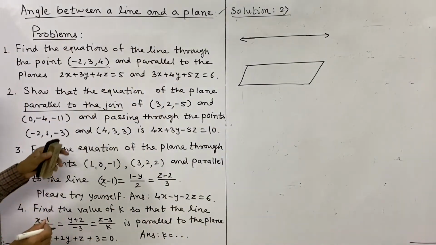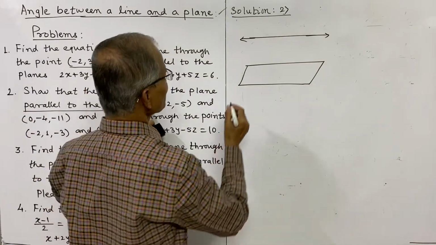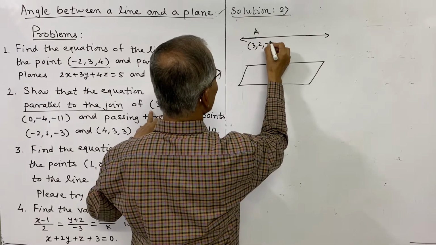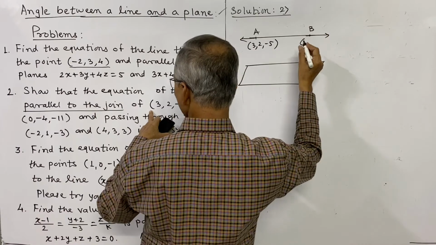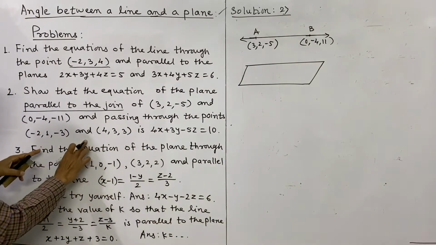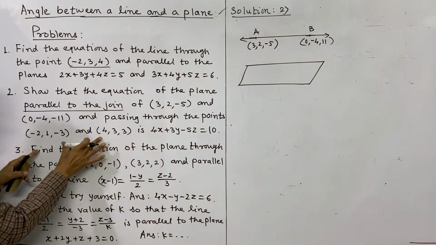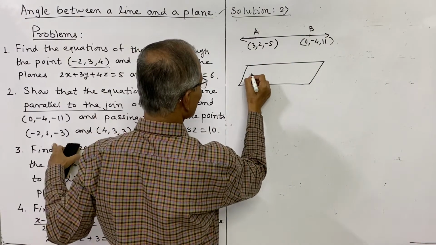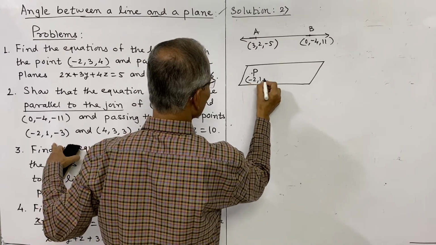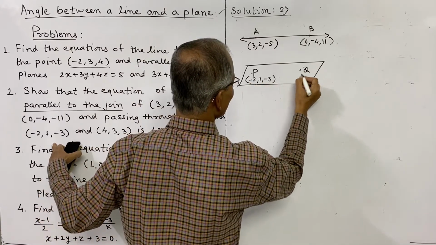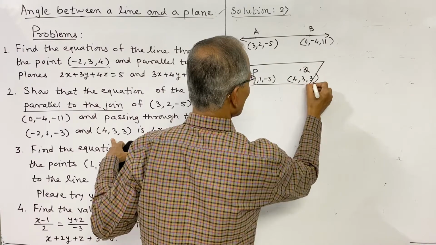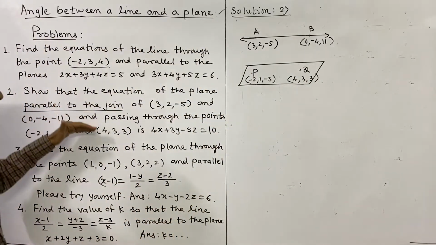So the line joins the points, suppose 3, 2, minus 5 and this point is B, and the plane passes through these 2 points. That means these are points on the plane. So this point we may take as P, and its coordinates are minus 2, 1, minus 3, and another point may be considered as Q, whose coordinates are 4, 3, 3. So that is the situation, or the geometrical condition, in the problem.